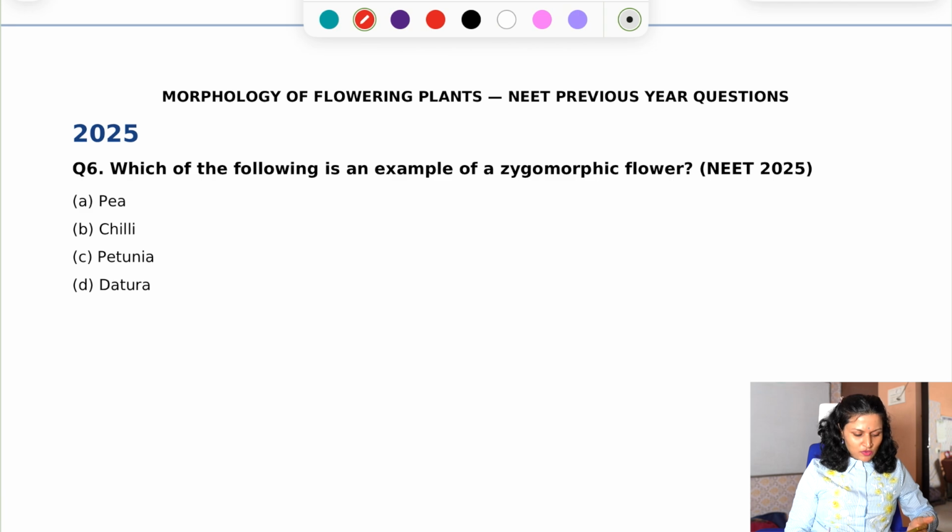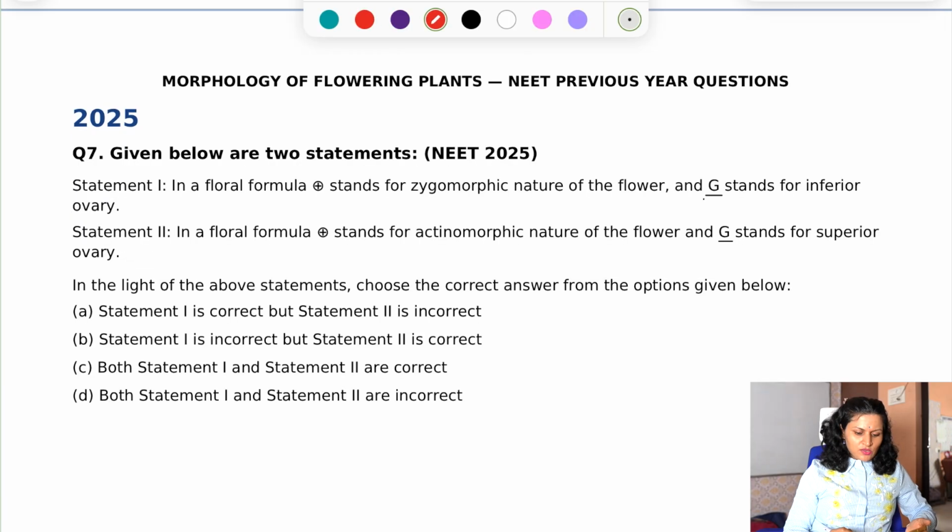Question number 6, which of the following is an example of Zygomorphic flower? Zygomorphic flower, Leguminosae family, the P family, that will be option A. Question 6 will be A. Okay, let's do question number 7.